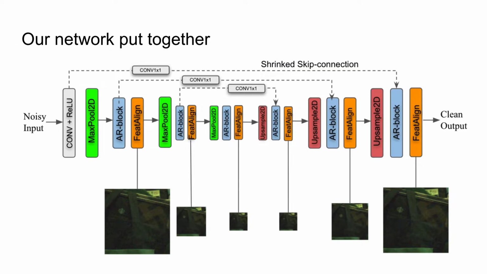Put together, our UNet now looks like this, in which the skip connections are shrunk, the blocks are replaced with ARNet blocks, and the feature aligned layer is applied after every ARNet block, reintroducing the original input details.